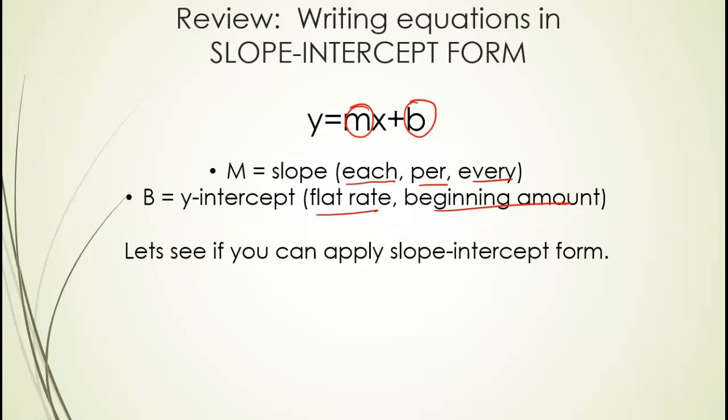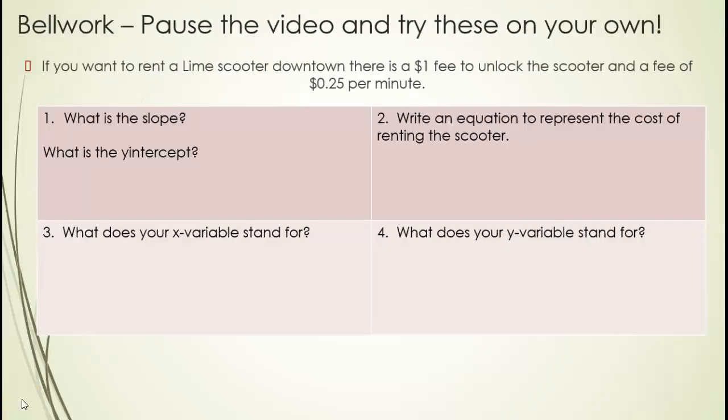Let's see if you can apply slope-intercept form. This is a review from our last few lessons. We're going to start with some review today. Go ahead and pause the video and try these on your own. If you want to rent a Lime scooter downtown, there is a $1 fee to unlock the scooter and a fee of 25 cents per minute. Go ahead and pause this now and try these.